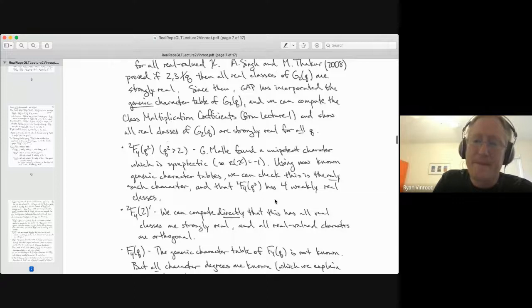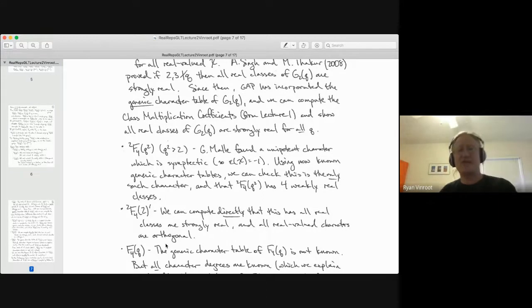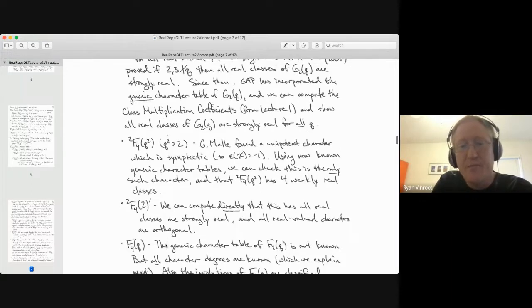F4, this is where the computation power stops. The generic character table of F4 is not completely known. It's not implementable in GAP at the moment. Maybe it will be very soon. But all of the character degrees are known.